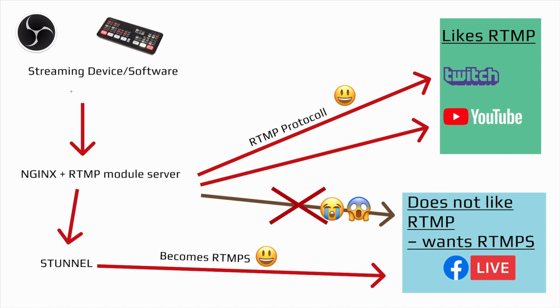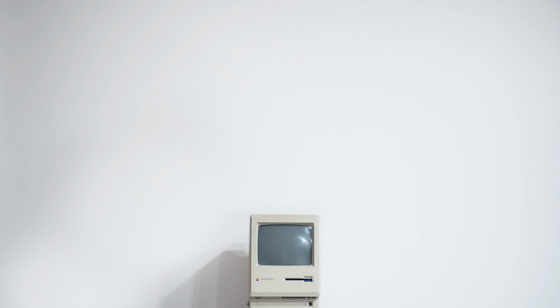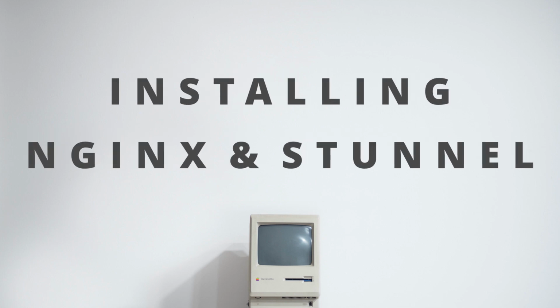So we're streaming from our device to nginx, which bumps away the stream to multiple destinations. And for Facebook, if you want that, we're going to bump it away to Stunnel, which is also on our computer, which we also will install, to Facebook. And that'll work just great. All right, so let's install nginx and Stunnel. nginx is what you need to stream to multiple destinations, and Stunnel is what you need if you also want to stream to Facebook or any other destination that requires RTMPS, the secure way of doing RTMP.